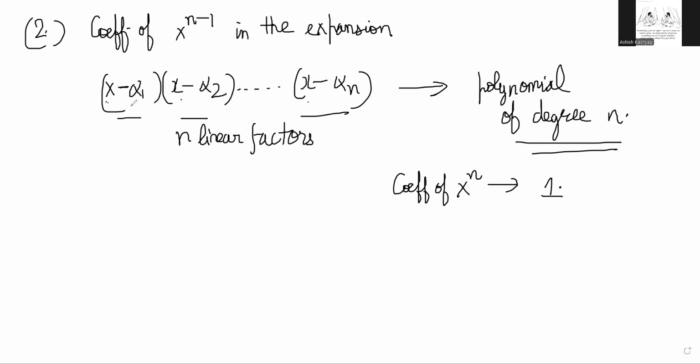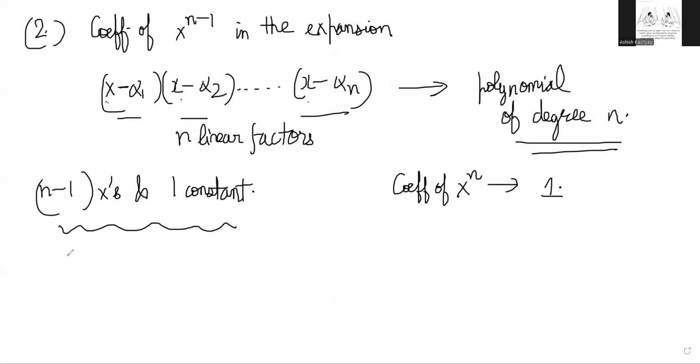However, we need the coefficient of x power n minus 1. That means we have to select n minus 1 x's and one constant, right? When we are building up the term which is x power n minus 1, out of each of these brackets, we have to select x n minus 1 times, and we have to select one constant one time, right? So for example, if I select the constant minus alpha 1 and I select x's throughout, I will get a term like this: minus alpha 1 x power n minus 1.